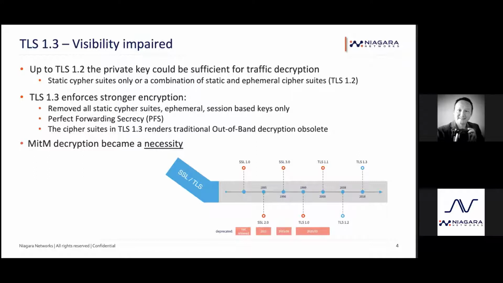So removing all those cipher suites made TLS a very strong way of encryption, but it also made the traditional out-of-band decryption obsolete, because if you're not part of the session and if you do not have the private key, you are not able to decrypt the traffic. And this is where man-in-the-middle decryption really became a necessity.